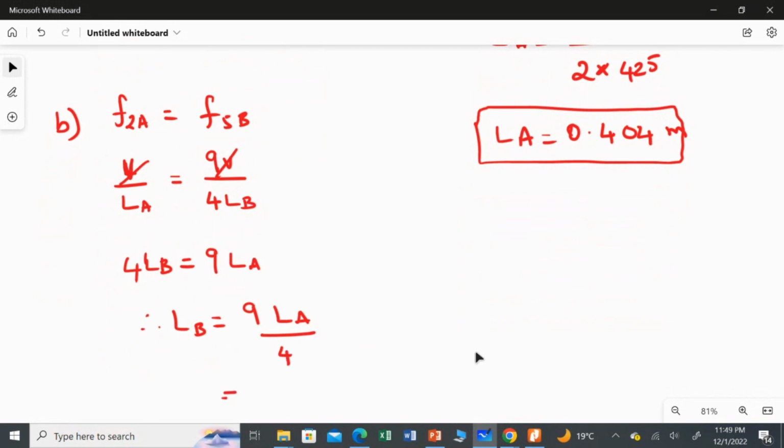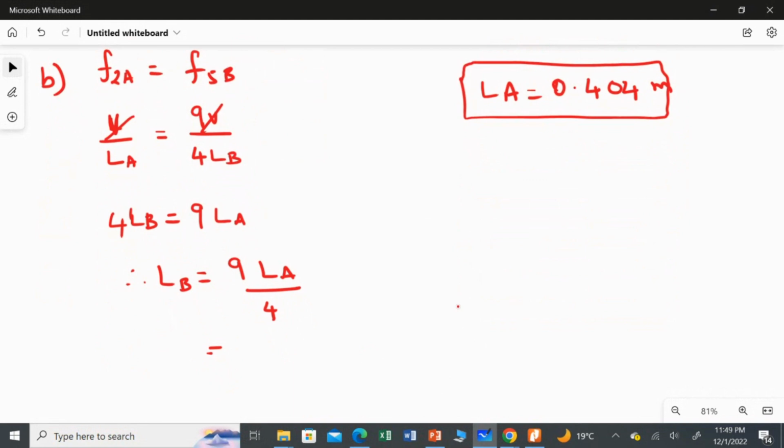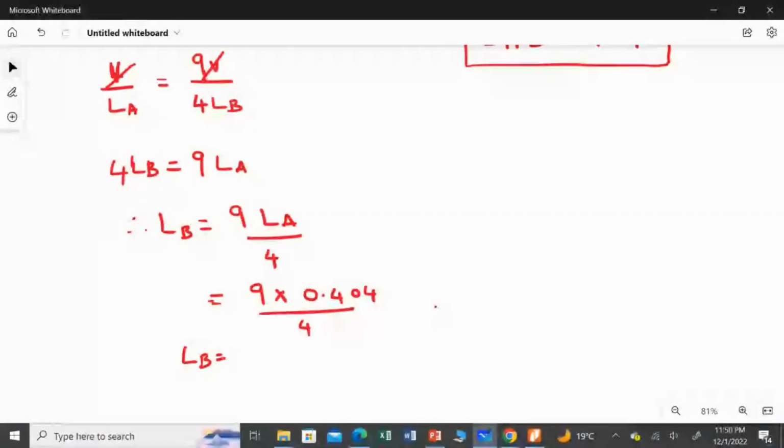The LA value we already got from the first part, so I am going to take this data and substitute here. So 9 multiplied by 0.404 over 4. Let's see what the answer is. 9 multiplied by 0.404 over 4. It's 0.909. What's the answer for the length of pipe B? Pipe B equal to 0.909 meter.